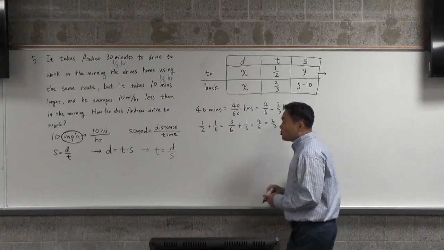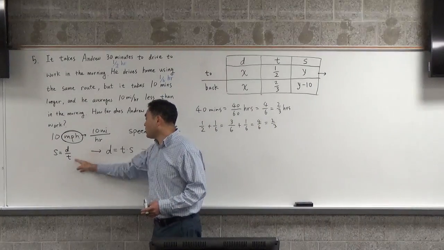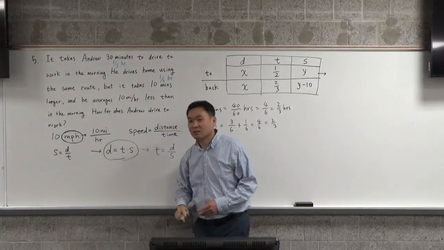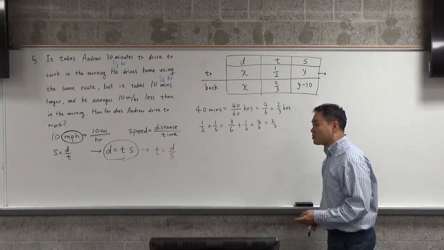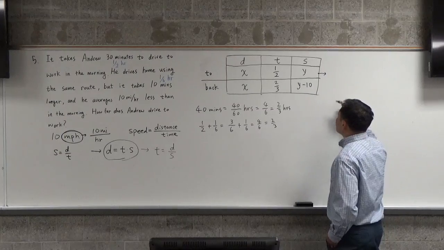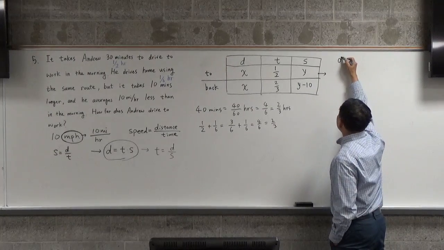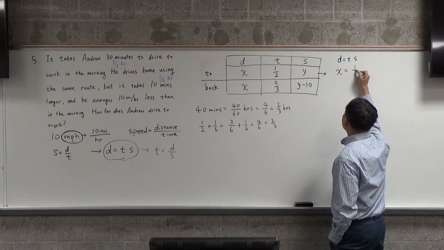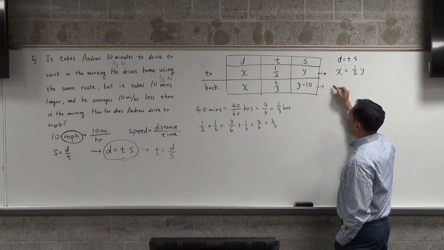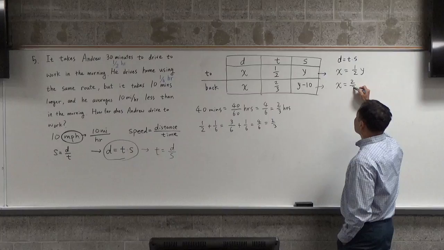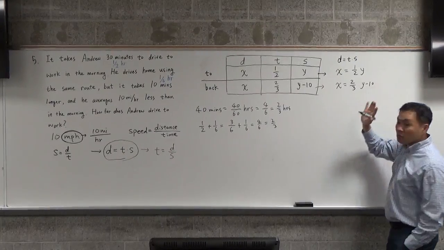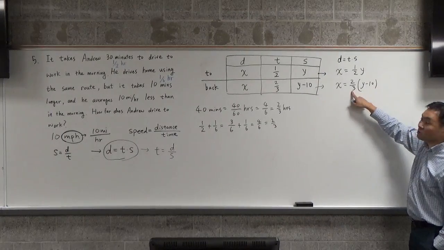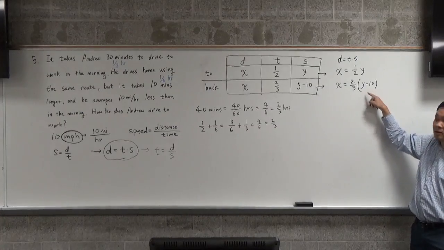Now, in this case, we're free to choose any one of these three equations, but the one that I favor most is this one. Why do you think so? Because it's not a fraction. The other ones are fractions, so I don't like them. So let's use that, which says, if I use d equals time times speed, this would be x equals 1/2 times y, and this would be x equals 2/3 times y minus 10, and you have to be careful. If I just write this, I'm wrong. What am I missing? You need a parenthesis because 2/3 is being multiplied to the entire thing, okay?